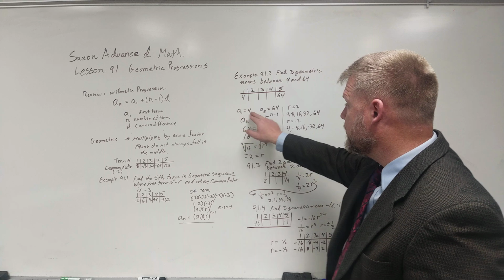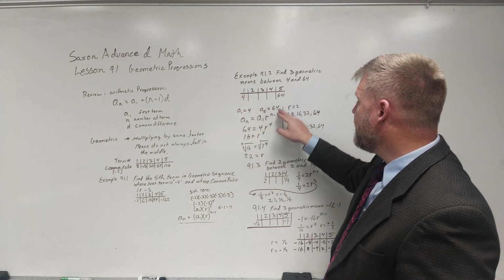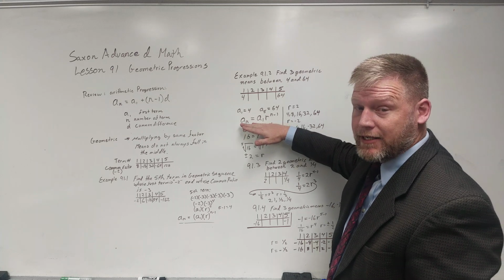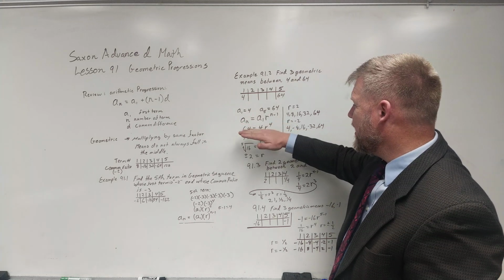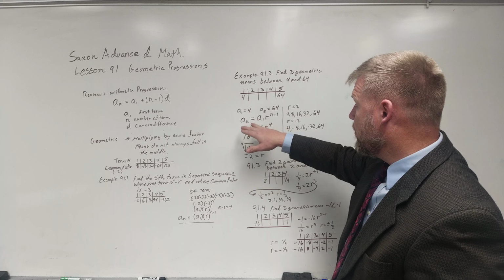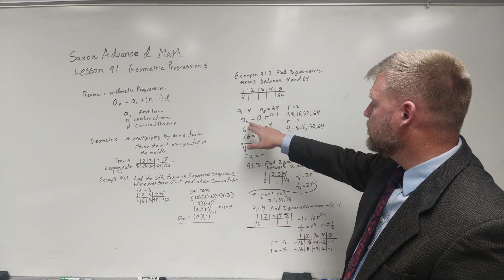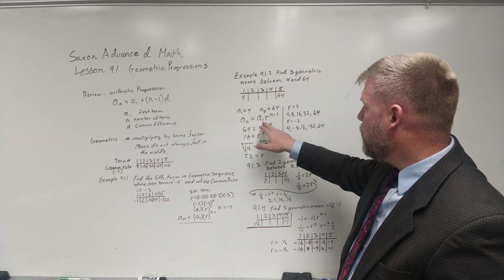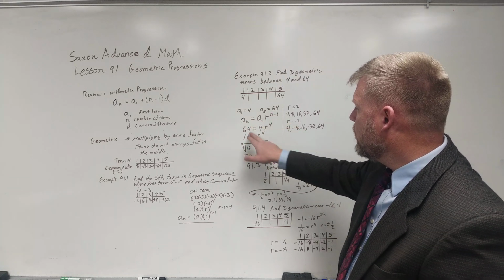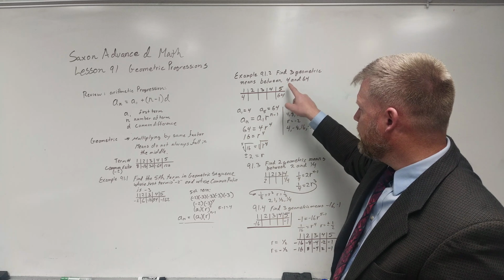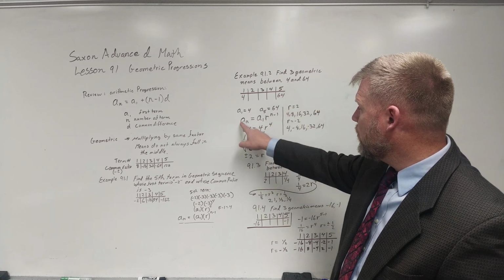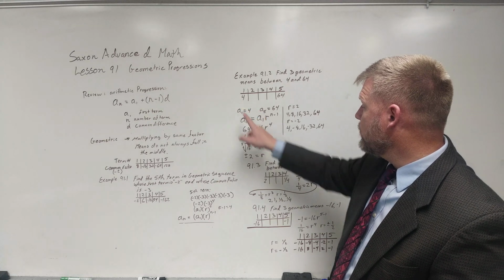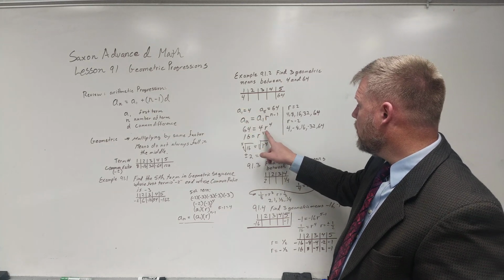Well, A1 is 4, right? That's my first term. A5 is 64. If I use my formula, and I'm going to refer back to this formula because it saves me so much time, the nth term A_n is equal to A1 times R to the n minus 1. Well, 64 is my fifth term. So I'm going to say 64, the term that I know, equals 4, my first term A1, times R to the fourth.